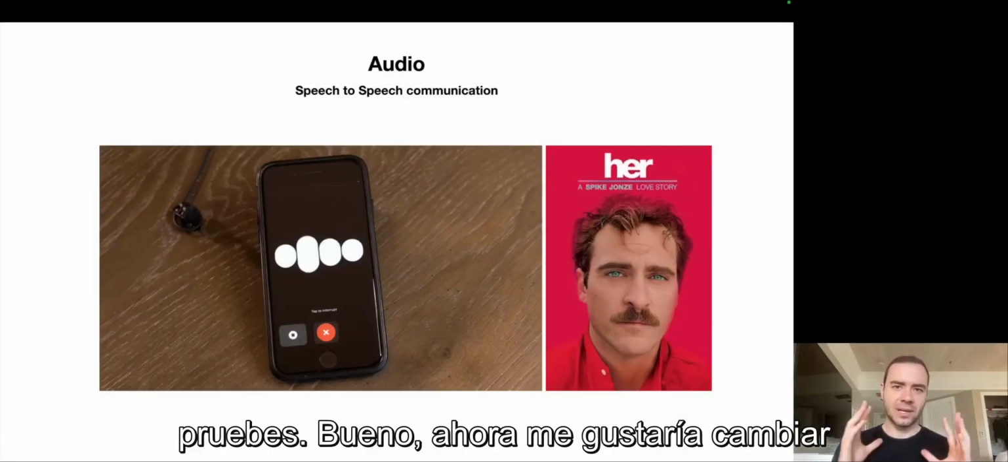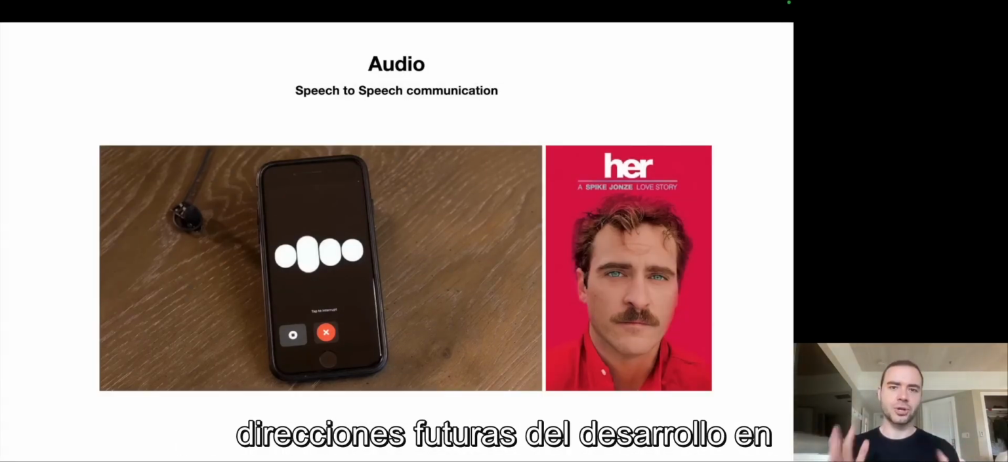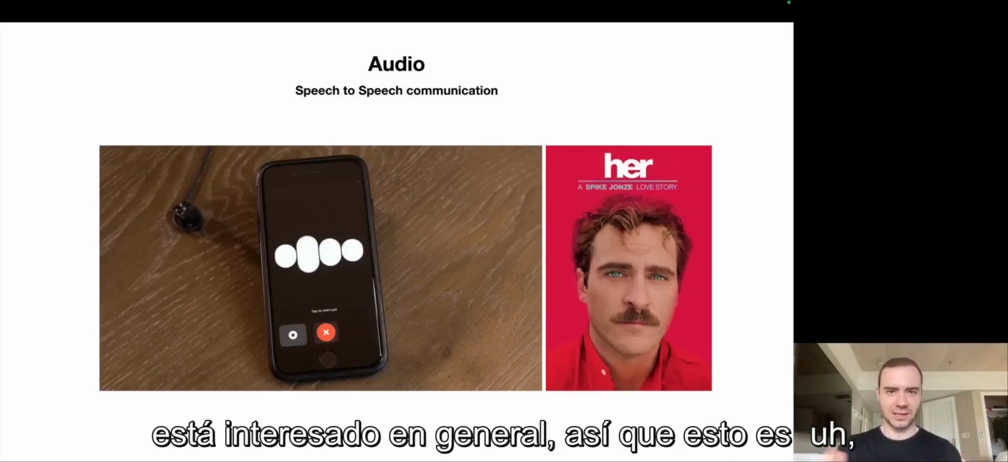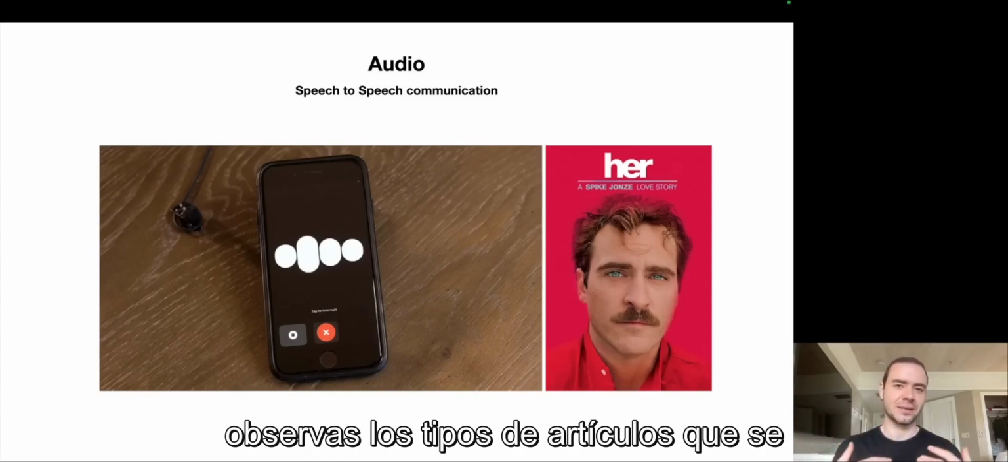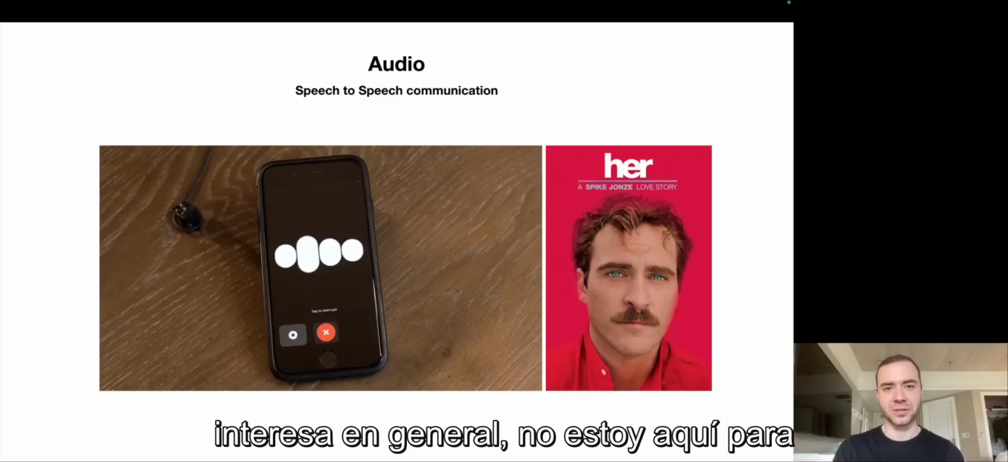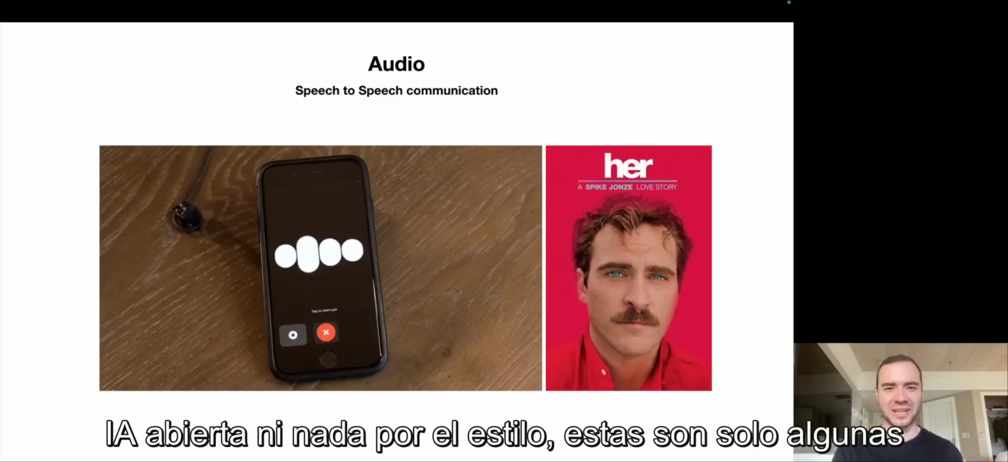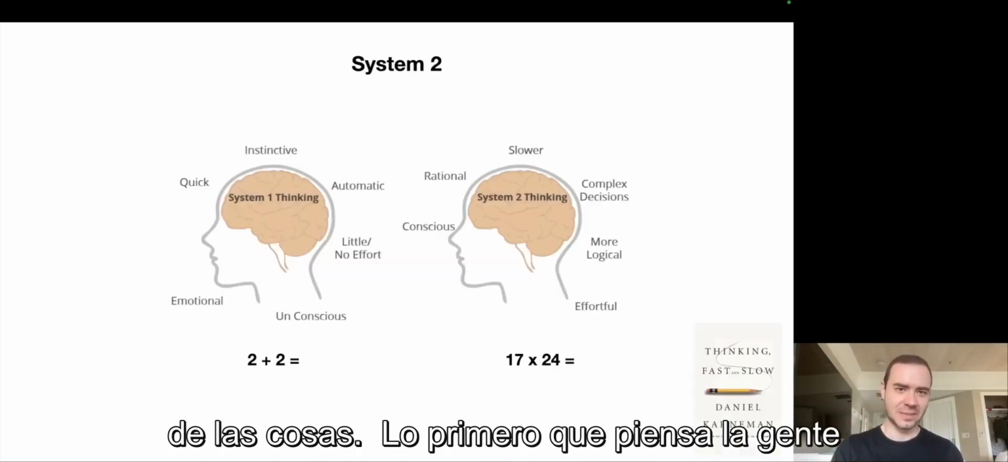Okay, so now I would like to switch gears to talking about some of the future directions of development in large language models that the field broadly is interested in. If you go to academics and look at the kinds of papers being published and what people are interested in broadly, I'm not here to make any product announcements for OpenAI or anything like that. This is just some of the things that people are thinking about.